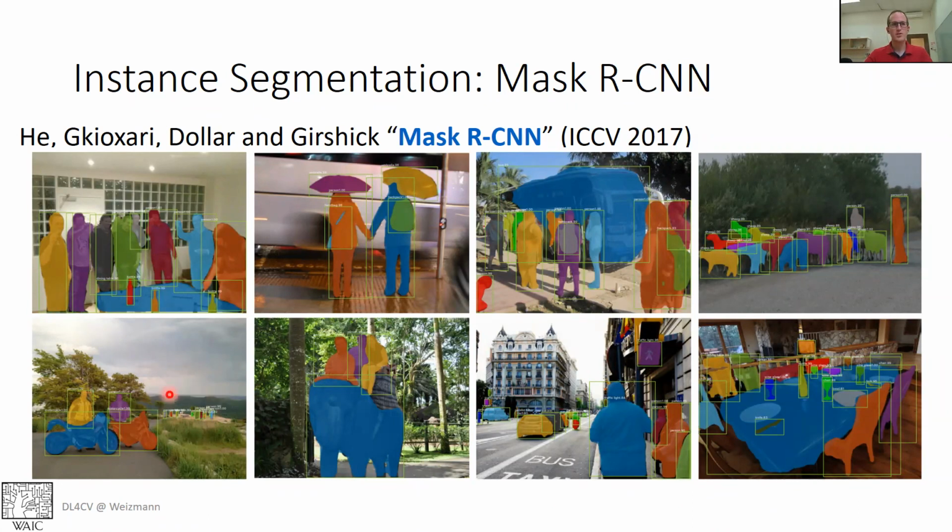As you can see here, it is able to handle a large range of scales. So these foreground people are significantly larger than these. This can be achieved using the feature pyramid network.